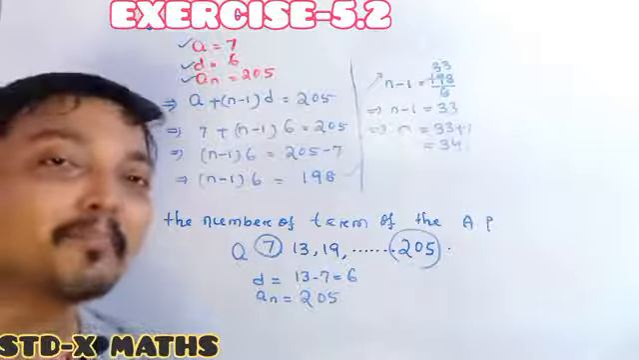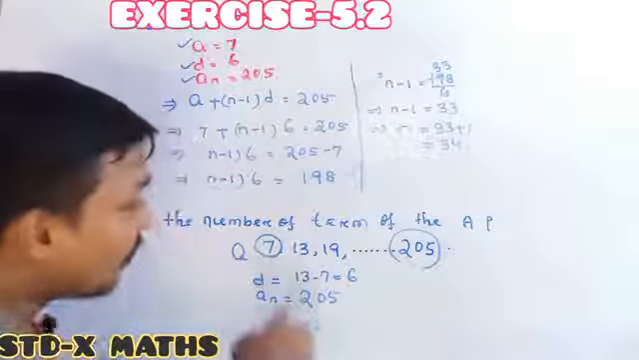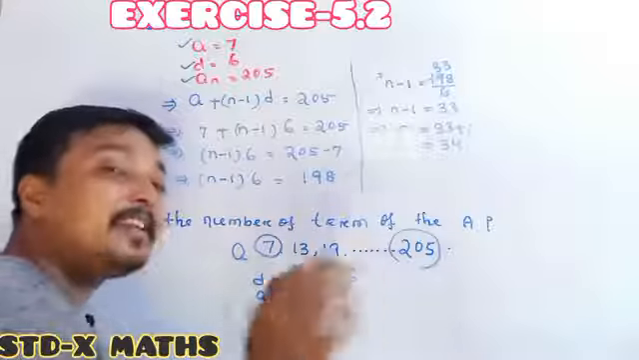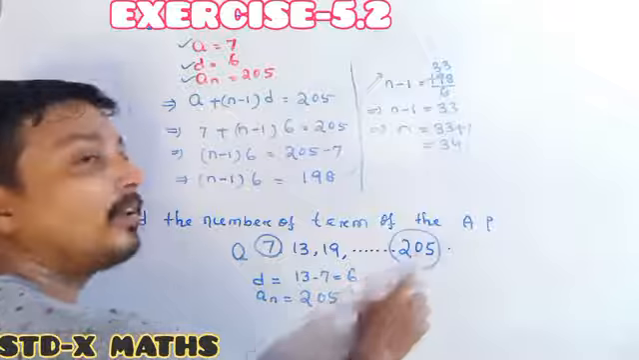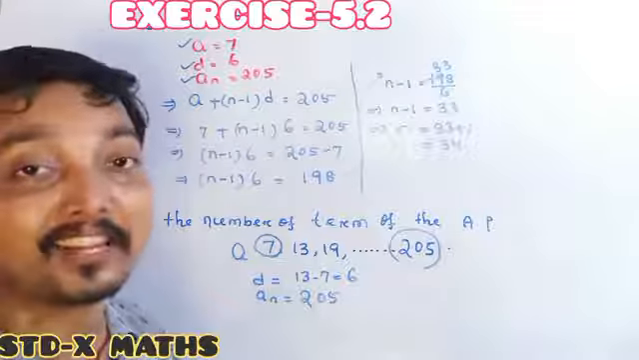Understood? Whenever the number of terms or total terms is asked, it means n is asked. And always the last term you have to choose as the AN, the nth term.